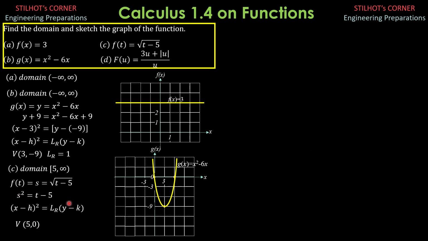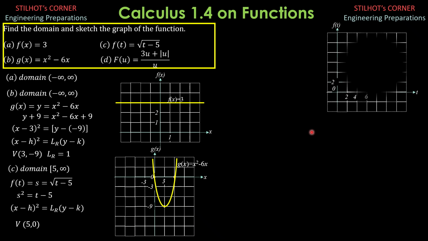Then other points to be plotted would be when t is 6, s is 1. S cannot be plus or minus 1 from the original equation. It is the positive square root of t minus 5. And there should only be one value for s, or else its graph will be intercepted by a vertical line at 2 points. So that's the reason why it is a function. It is one branch of the parabola that is open to the right.